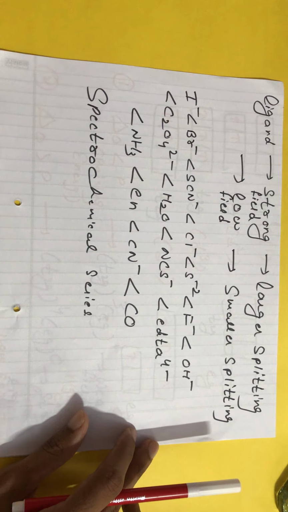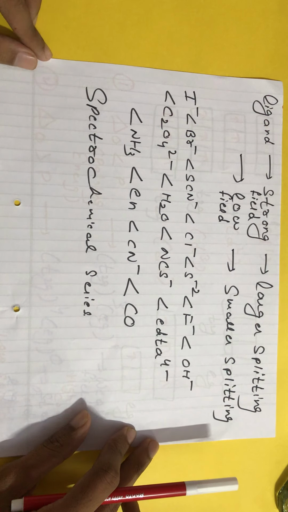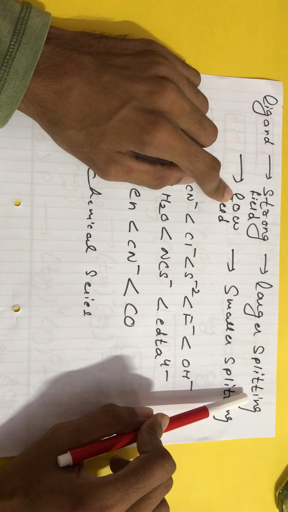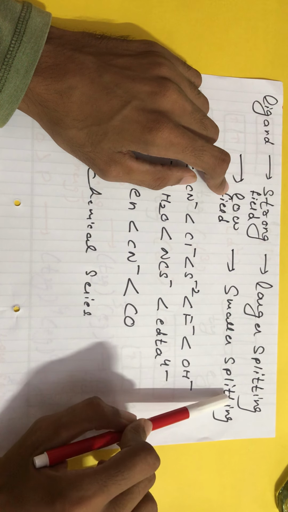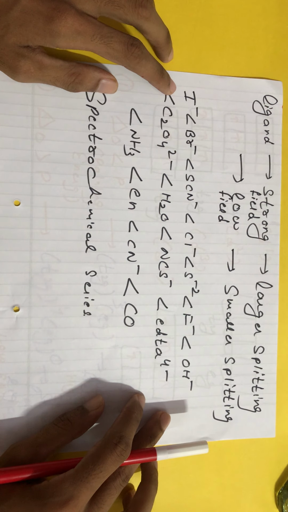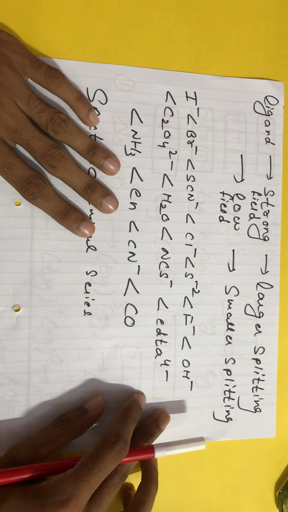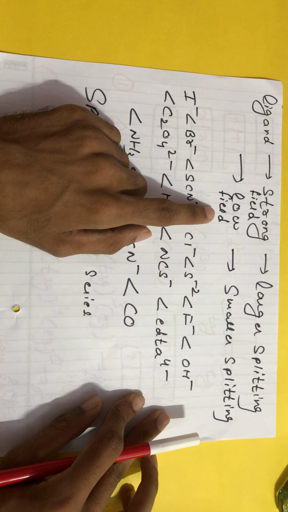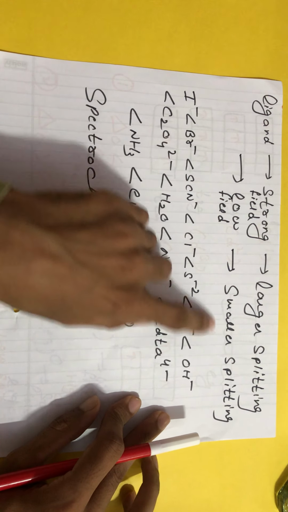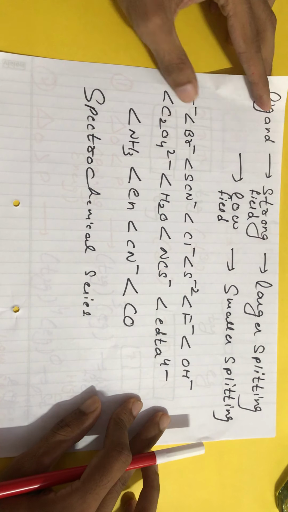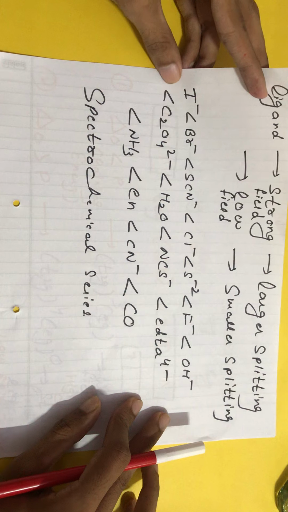Now what are the factors involved in the splitting? If the ligand is strong, then larger splitting will be there. If the ligand is providing a low field, then the splitting is smaller. You know the spectrochemical series: a stronger ligand will provide larger splitting, and a lower field providing ligand will provide smaller splitting in a complex. This is the spectrochemical series, and we have to remember it.